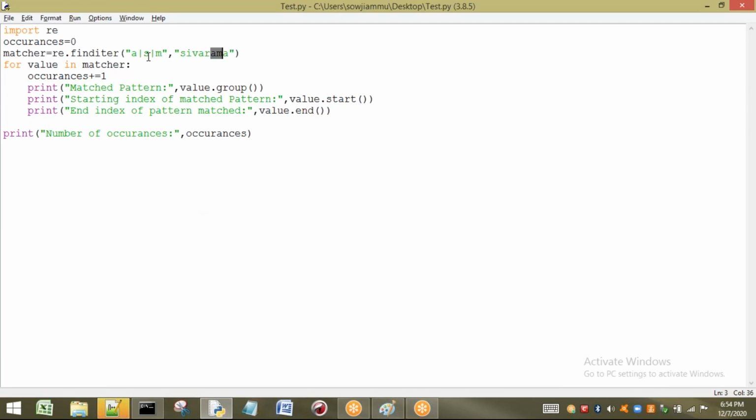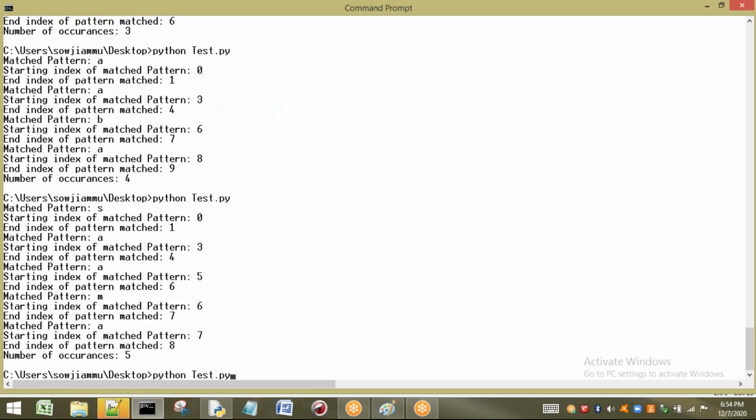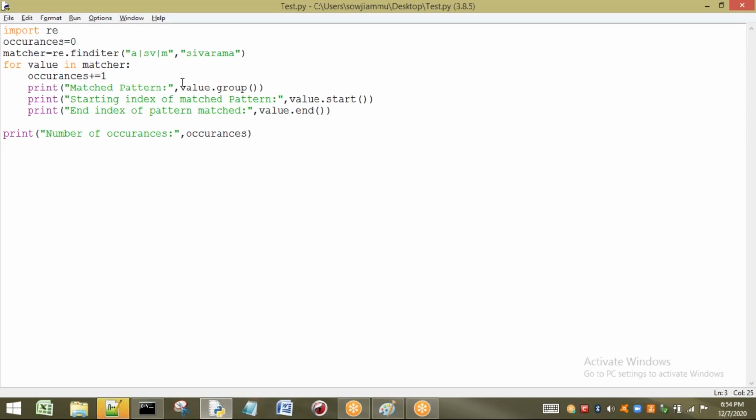So just I will take here, observe carefully. Here I will take SV instead of S, and I will execute this program. So it will search for A or SV or M, not only S. But will it consider this S as an occurrence? No, because we should have SV, but it is having SI. So we got only 4 occurrences. What are those 4? This is 1. Next occurrence is A, that is 2. Next one is M, that is 3. Next one is 4. Total 4 occurrences we got.